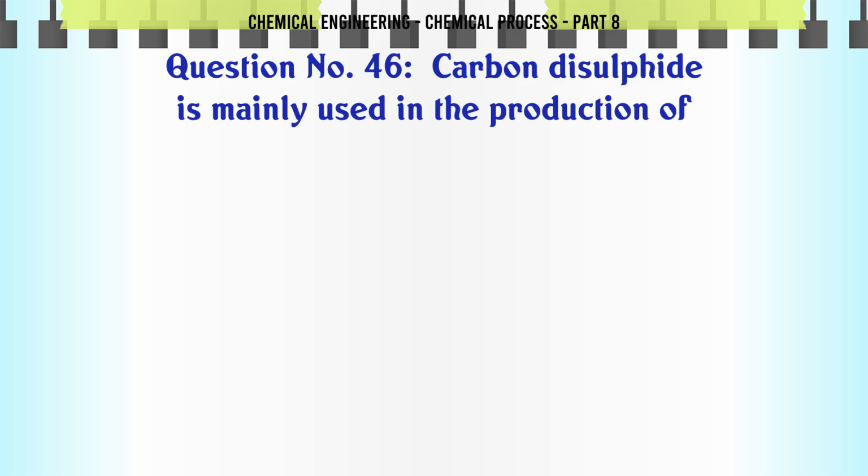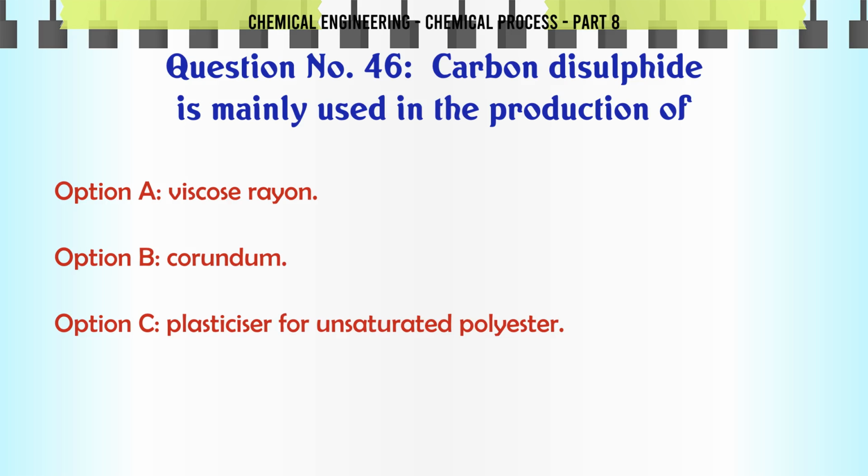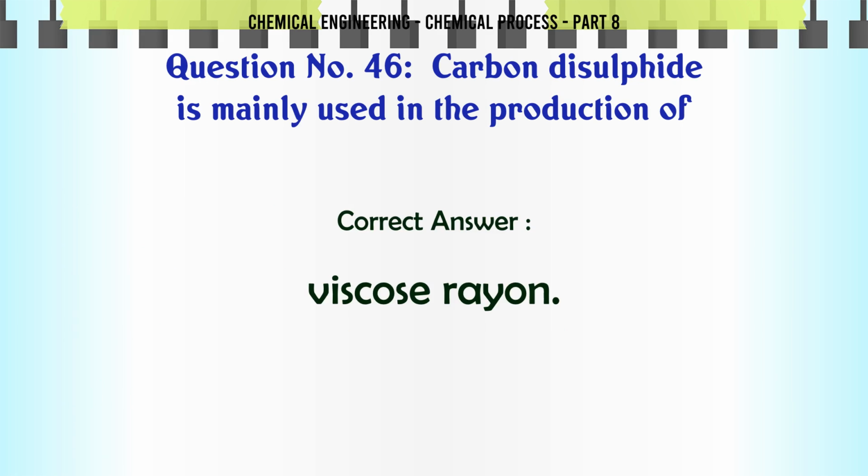Carbon disulphide is mainly used in the production of A. Viscose rayon, B. Corundum, C. Plasticizer for unsaturated polyester, D. Paints. The correct answer is viscose rayon.